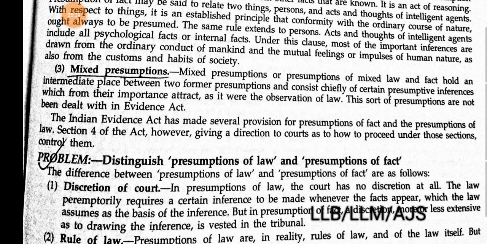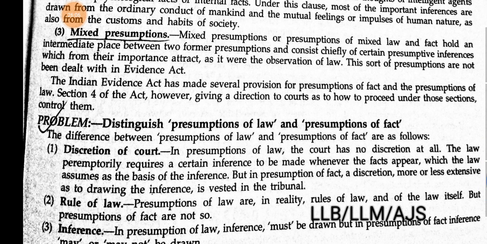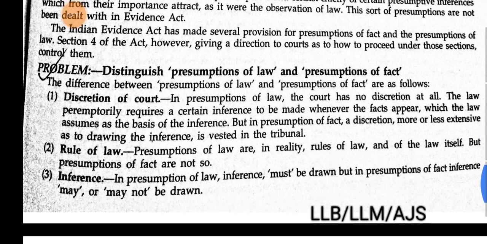Then, number 3, mixed presumptions. Mixed presumptions, or presumptions of mixed law and fact, hold an intermediate place between the two former presumptions, which means fact and law. They consist chiefly of certain presumptions or inferences which, from their importance, attract, as it were, the observations of law. These sort of presumptions are not dealt with in the Evidence Act. The Indian Evidence Act has made several provisions for presumptions of fact and presumptions of law. Section 4 of the Act, however, gives directions to courts as to how to proceed under those sections to control them. Then comes the problem.